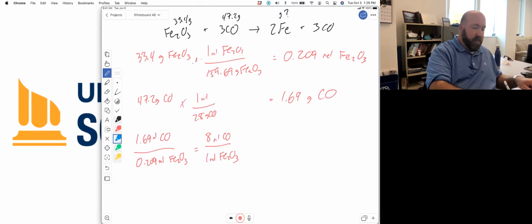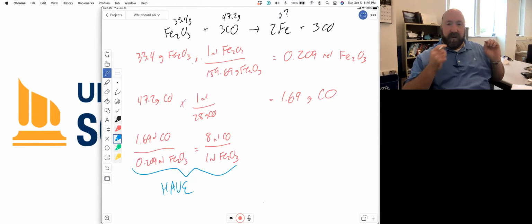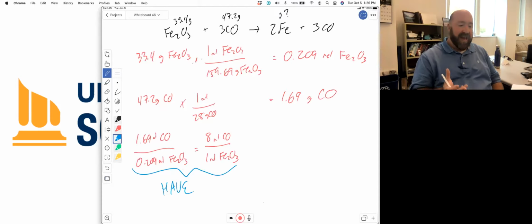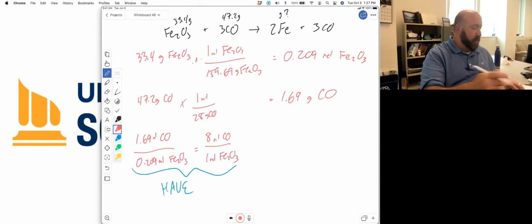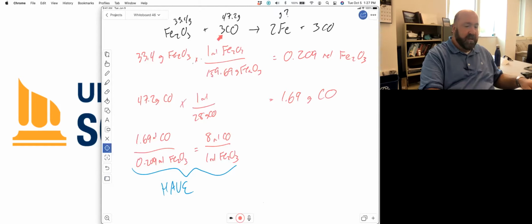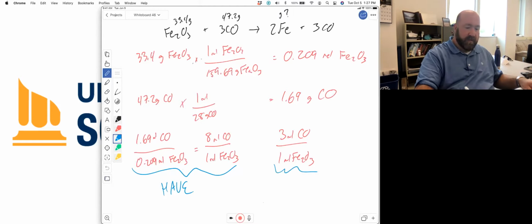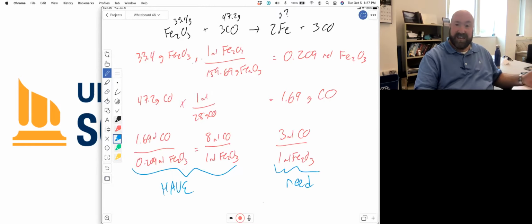Now remember, this is how much I actually have according to my starting materials. I have 8 moles of carbon monoxide per every 1 mole of Fe2O3. Now I'm going to compare that to what I actually need. We look at our balanced chemical equation, and we can see that we need 3 moles of CO to every 1 mole of Fe2O3. And so that is what we actually need.